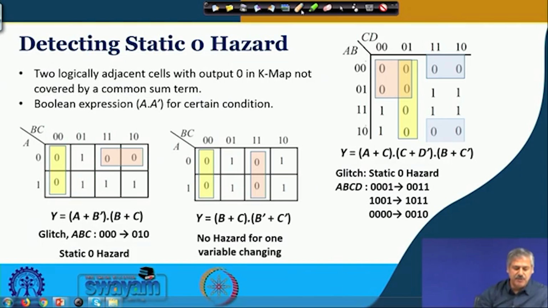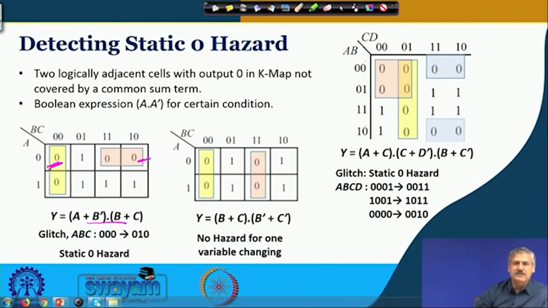This is an example where you see these zeros; this is the optimized expression. These two zeros and these two zeros are grouped together, and (a plus b prime) is one term and (b plus c) is the other term, and they are ANDed together. So, there is a potential glitch, a static 0 hazard. Why? Because this 0 and this 0 are logically adjacent, and they are not covered by one common sum term. Is it clear?